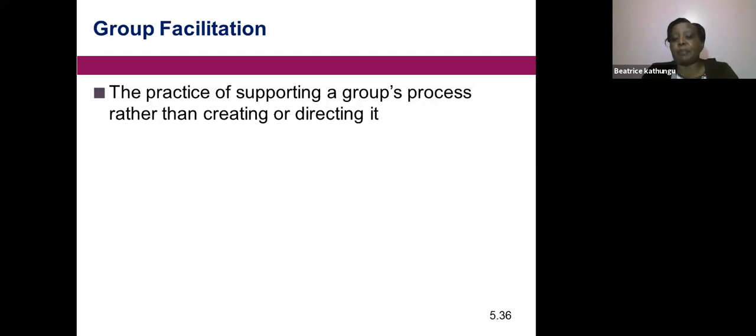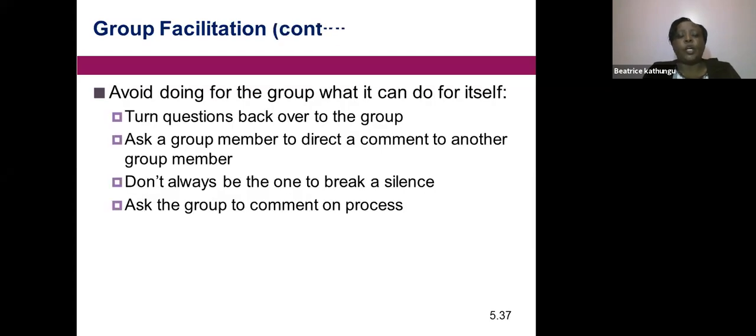And that's why we are being reminded that when we facilitate a group, we're not creating the processes, we are not directing the processes, we are actually supporting. We need to avoid doing for the group what it can do for itself. That's important, and we are given ways that we can do that. For example, when a group member asks a question, rather than be in a hurry to respond to that question, turn the question over to the group.